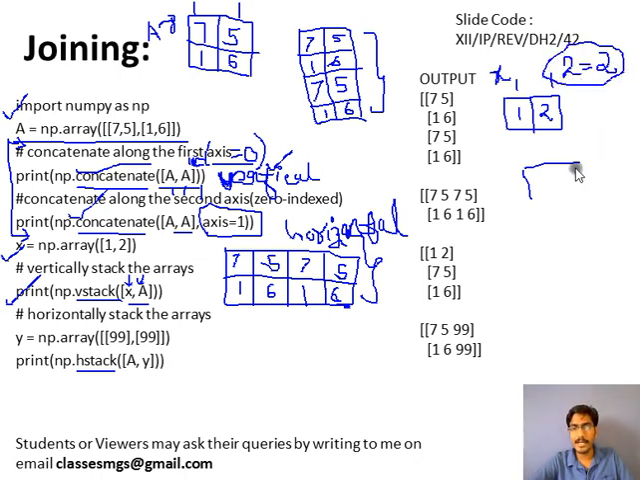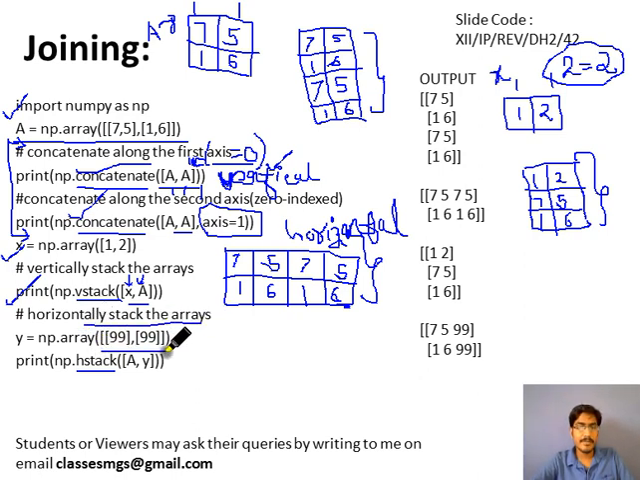So now we will join these two arrays vertically. For vertical joining, we need to make sure that the number of columns is the same. If the number of columns is not the same, then joining is not possible. Keep this in mind always. 1 2, then 7 5, then 1, and then 6. Okay, so this is the vertical joining, vstack. Now we will see horizontal joining.